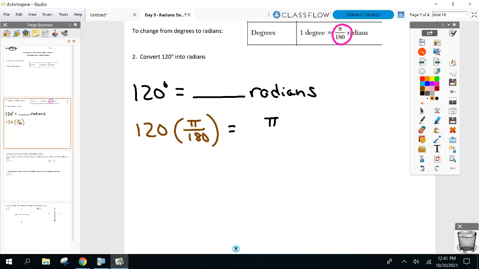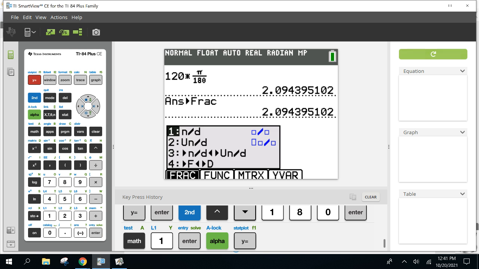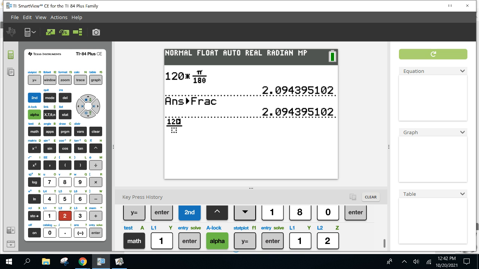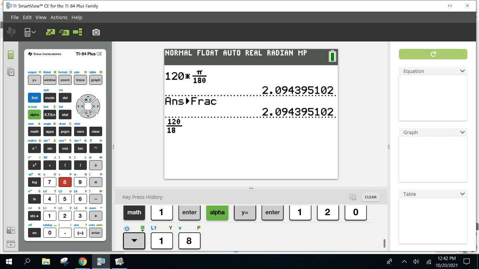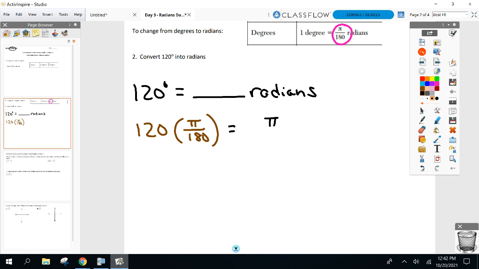Keep the pi in your answer, and now reduce 120 over 180. Go to your calculators. I've shown you this before. Your calculator reduces for you. You just have to put it into fraction form, 120 over 180, and it'll reduce. So instead of writing 2.094 and so on, we're going to say in 120 degrees, there are 2 pi over 3 radians. That is how I'm going to turn degrees into radians. I'm going to multiply everything by pi over 180, and to keep it clean, keep the pi in the answer.